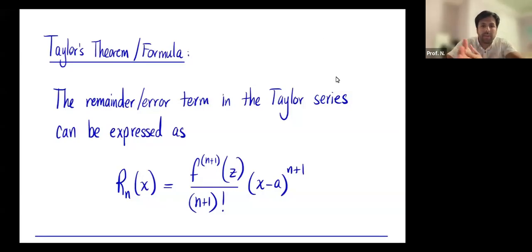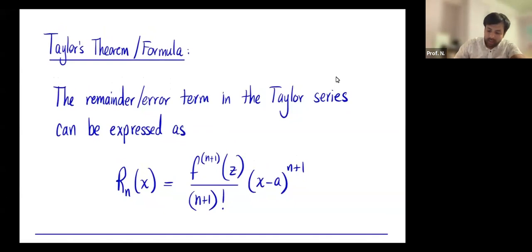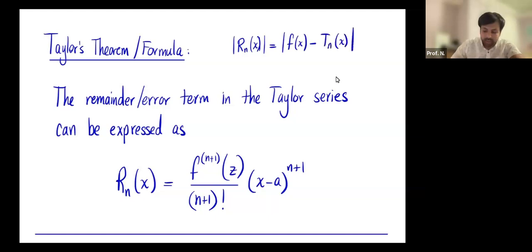So here we have what's called Taylor's theorem or Taylor's formula. Some people even call it Taylor's inequality. This is reminiscent of the alternating series estimation theorem that we've seen in the previous two videos. But this is called Taylor's theorem because it represents the remainder for a Taylor series. And again, the remainder term is simply the difference between the actual function minus the Taylor polynomial approximation.